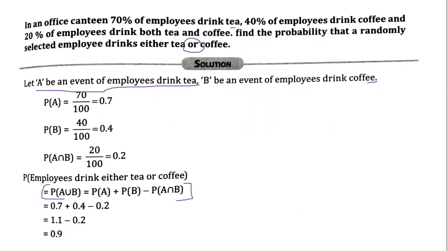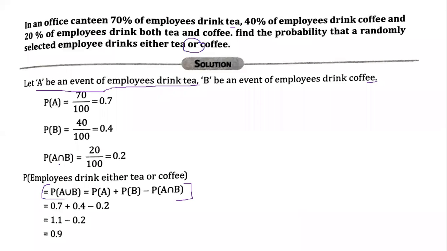Similarly, employees drinking coffee. So 40%, so 40 by 100 is 0.4. And how many of them are drinking both coffee and tea? So there are a few common people who drink both coffee as well as tea. So that is intersection. When I say common, it is intersection. So A intersection B is 20%, which is 20 by 100. That is 0.2.